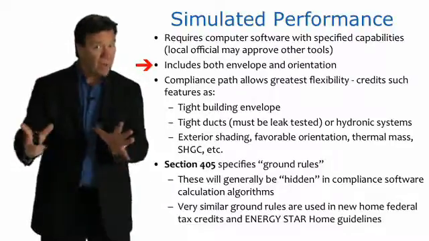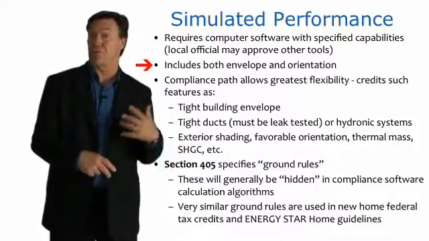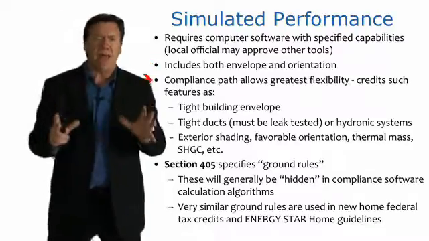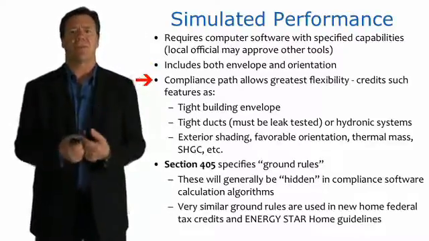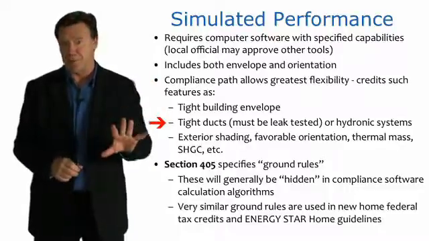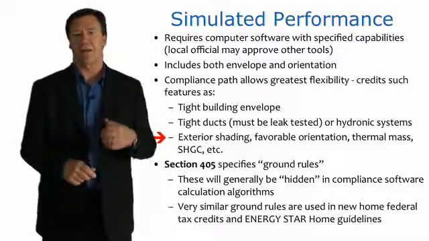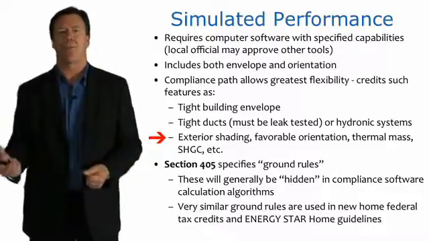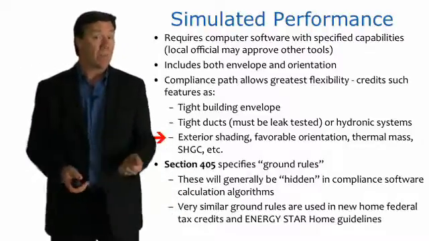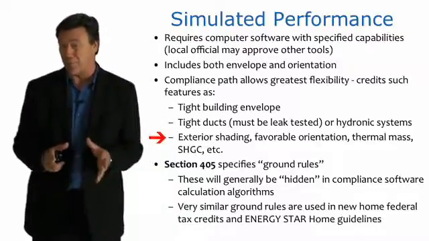So for example, you get credits for a proper orientation because a house that has a lot of west-facing glass uses a lot more cooling energy than one that faces south. It really allows the greatest flexibility. It provides credits such as for tight building envelope, for tight ducts. The ducts must be tested. Or even hydronic systems. It provides credits for exterior shading, as I said, favorable orientation, thermal mass, and lower solar heat gain coefficient. So for example, you noticed in that prescriptive chart in the code, there was no solar heat gain coefficient requirement for climate zone 4.